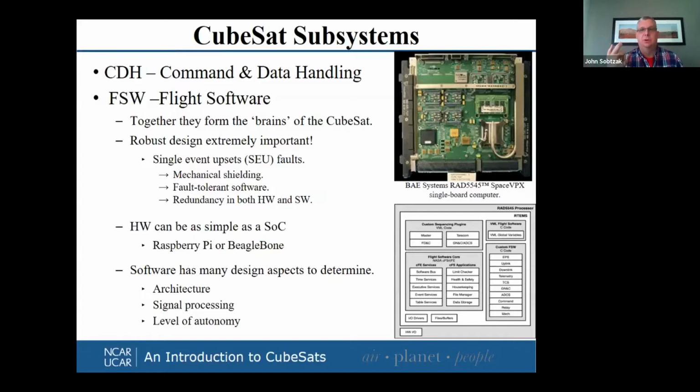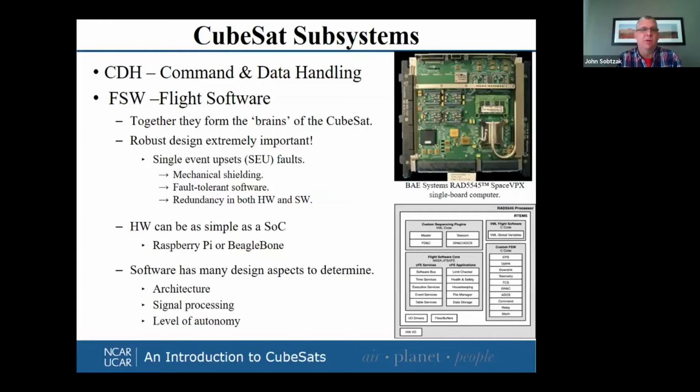To help guard against that, you can put some mechanical shielding around the electronics, which is somewhat effective. Aluminum and steel are okay, but you really need a heavy metal to block some of the particles. It is used though. One of the biggest things to do is to use fault tolerant software. When you program it, you make the software capable of detecting these single event faults and saying, oh, there's something wrong here, let me go fix it.